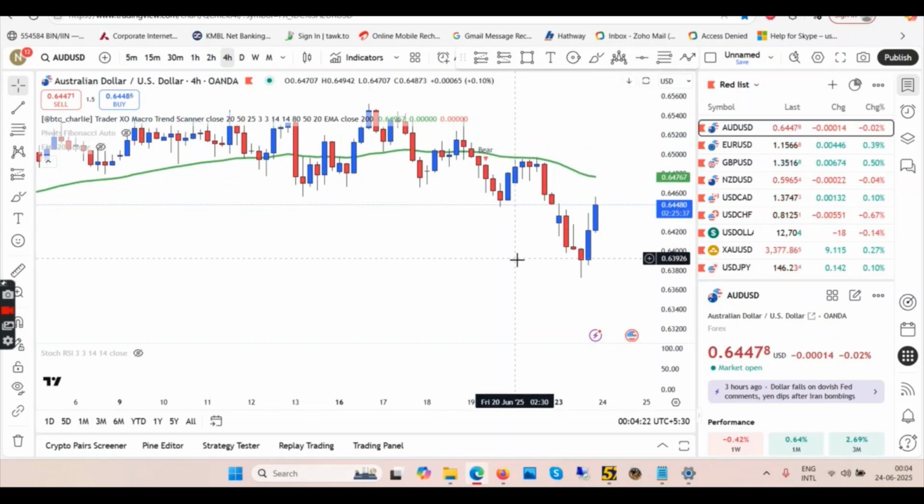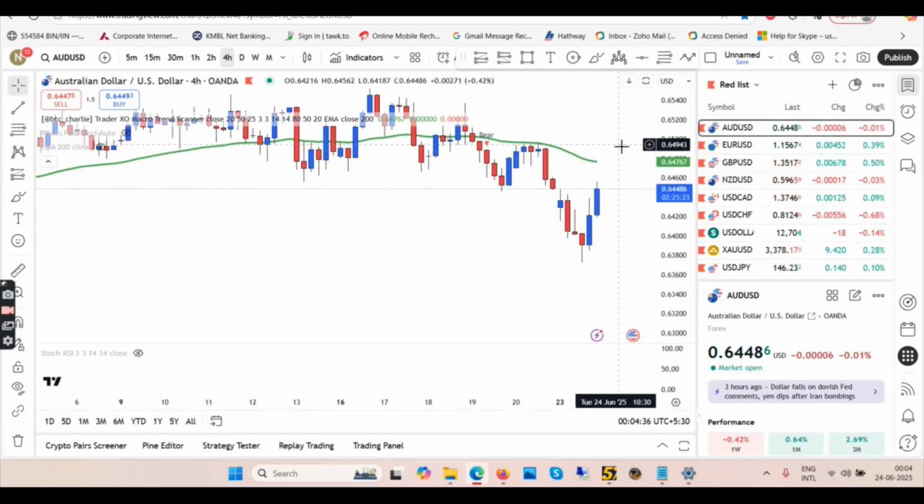Two possibilities. There are only two possibilities in trading: win or lose, or buy or sell. So here we will either be taking a pullback and we'll continue the downtrend, or else we will break this high and we will carry on the uptrend. So be ready for both the possibilities.